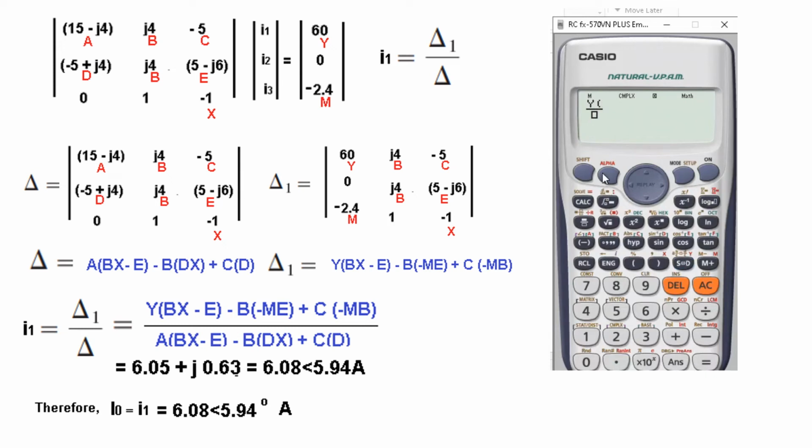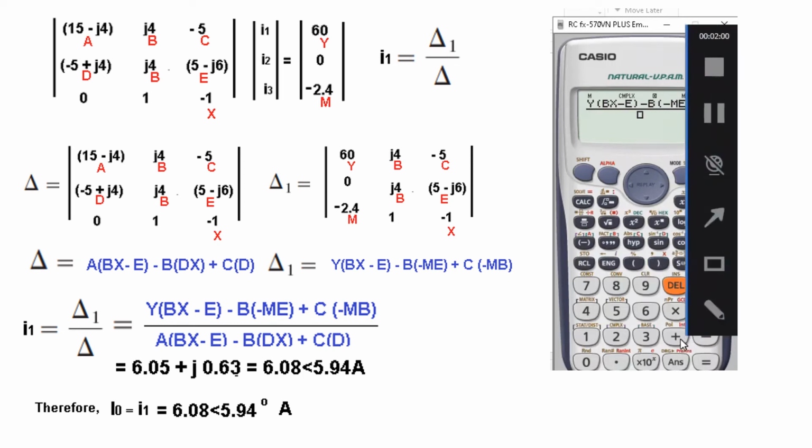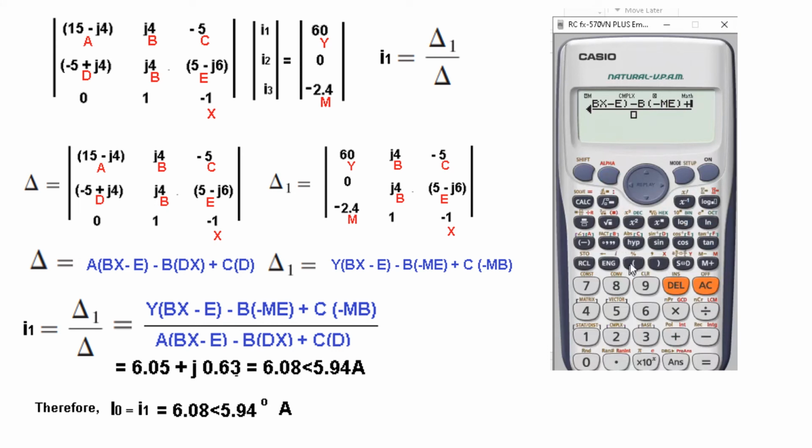bx minus e. So every time we have to press this: bx minus e, bracket close, minus b, bracket, minus m e, bracket close, plus alpha c, bracket, minus mb, minus alpha m, alpha b, bracket close. So this is the numerator part we have done.